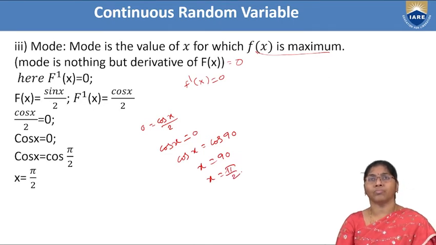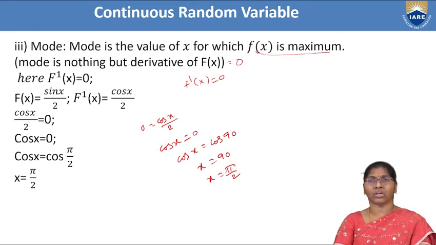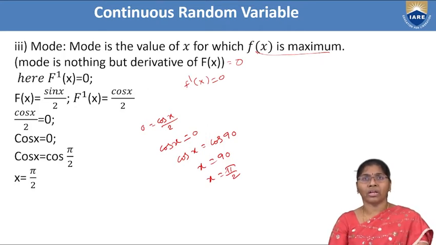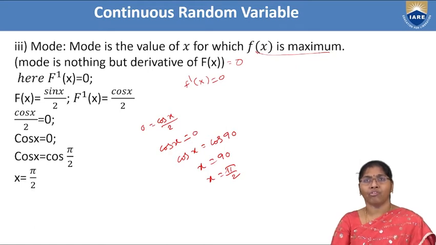That's all. The mode is nothing but f dash of x equal to 0. The derivative of the given function is 0 and the given f of x is maximum. Finally, the value of x is pi by 2. We get the x value pi by 2 by using the mode definition, f dash of x equal to 0 condition, and it is maximum also.